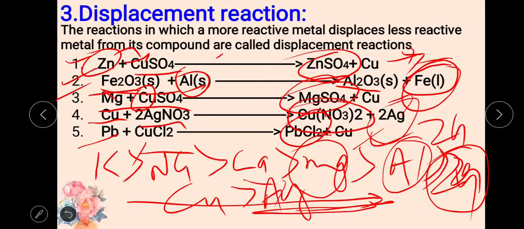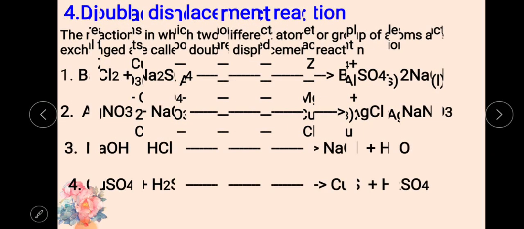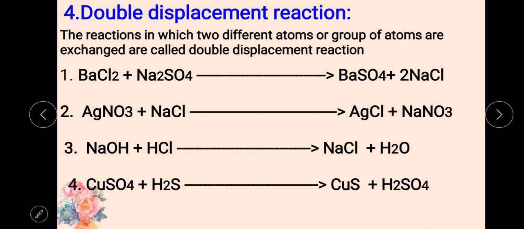So these are examples of displacement reactions, where a strong, highly reactive element displaces a less reactive, weaker element. The next type of chemical reaction is double displacement, which I discussed in the previous class, but I am giving you some more examples here.